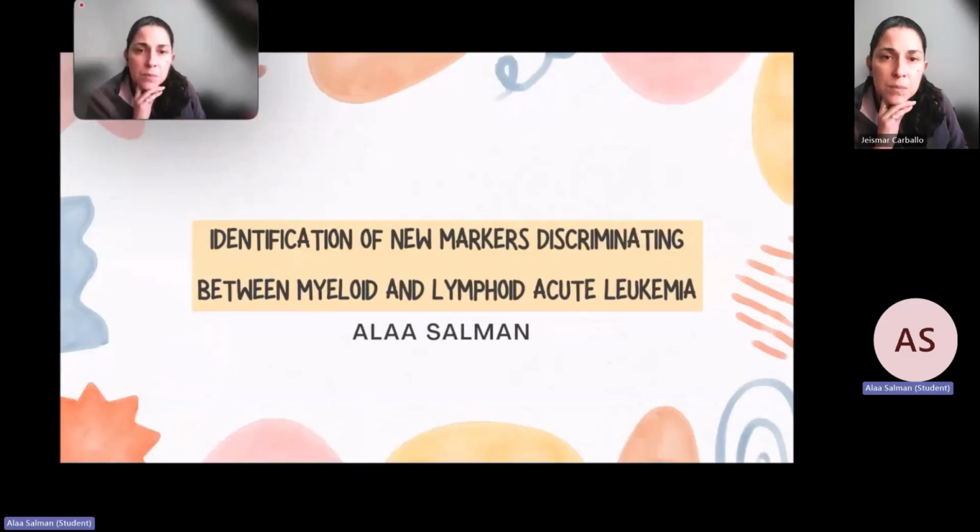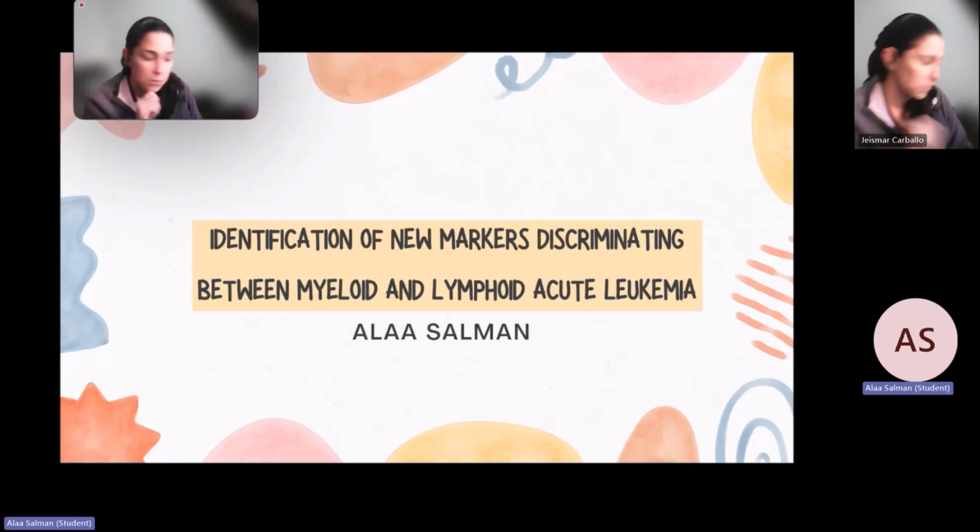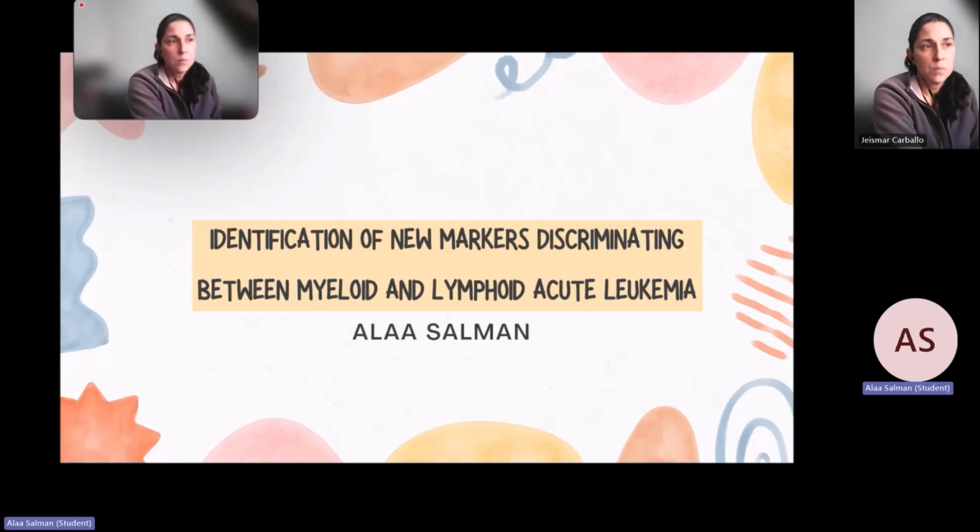So the paper I'm presenting today is about the identification of new markers discriminating between myeloid and lymphoid acute leukemia. I found this paper to be easier than the one I first worked on because it didn't go into a lot of the molecular genetics part of it, so it was a bit more simple to understand. And this paper is, I do realize, not recent, so the data in it might not be reflective of what's happening today in the research for acute leukemia, but I found it very interesting that they could differentiate between the two based off of specific genes and how they did it.